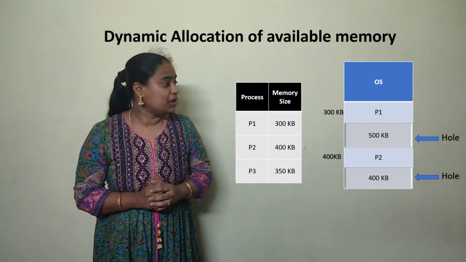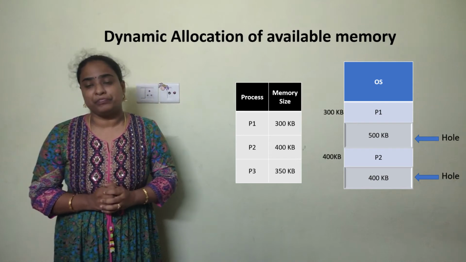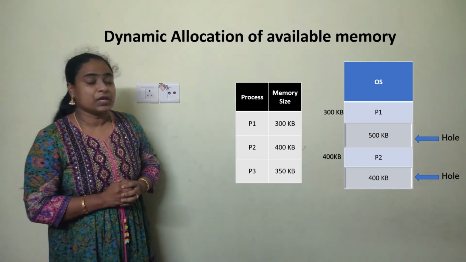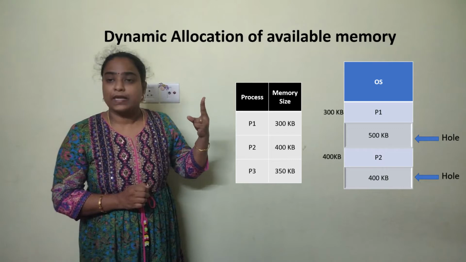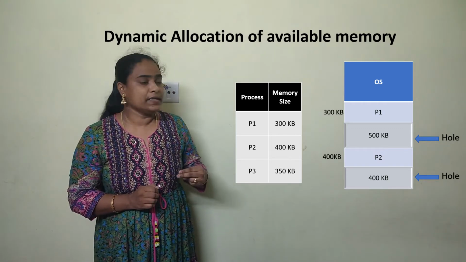The second one is best fit. Best fit means we are in need of 350 KB memory. We are provided with two holes, 500 KB and 400 KB.